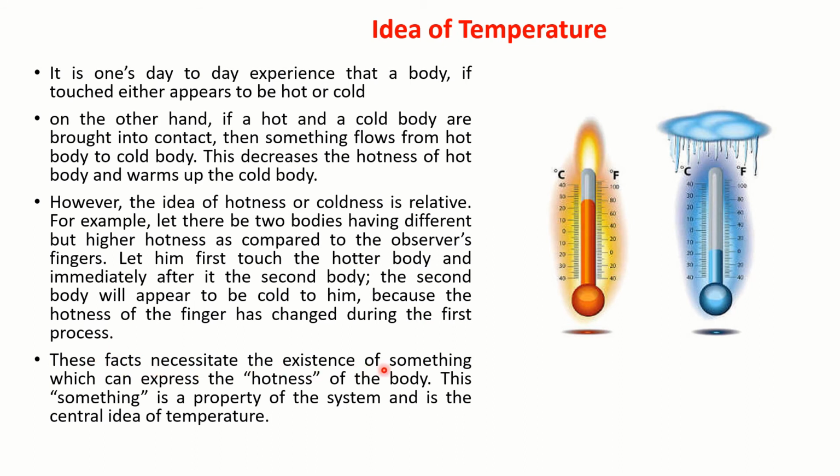These facts necessitate the existence of something which can express the hotness of the body. This something is a property of the system and is the central idea of temperature. Correct? So, if the temperature is very high, we say it's hot. If the temperature is low, we say it's very cold. Correct? So, this is something which determines the hotness or coldness of a body.